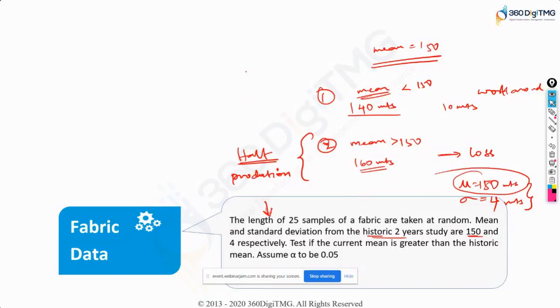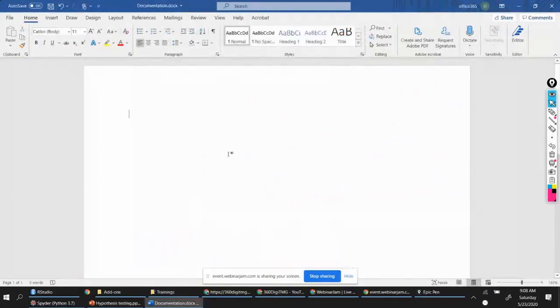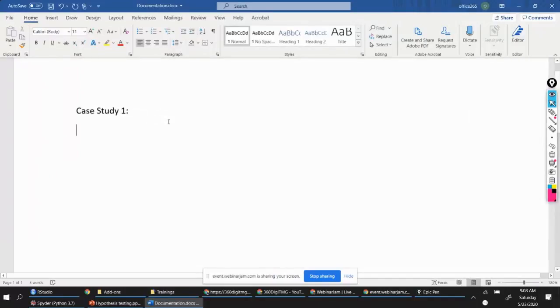Now we need to basically come up with the business problem statement, okay? And then we need to follow the flow chart and understand what we have to do now. Okay? So let me take a Word document and I'm recording this. Case study 1. Let me increase the font size. Case study 1, we say fabric data. So the first statement, business problem.